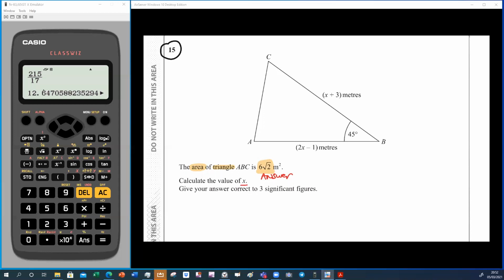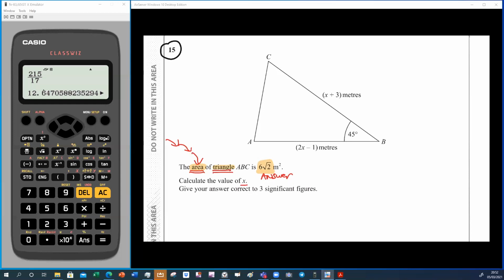So, join me, Ismail. The area of triangle ABC equals 6√2 meters squared. Calculate the value of x. Give your answer correct to 3 significant figures. Okay, so this question is to do with what topic? Half ab sine C. Okay, the topic is area of a triangle, and the triangle is a non-right-angled triangle.